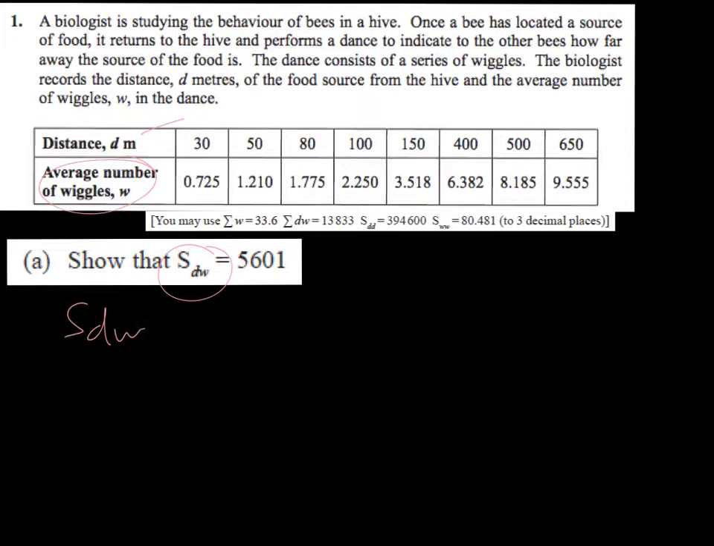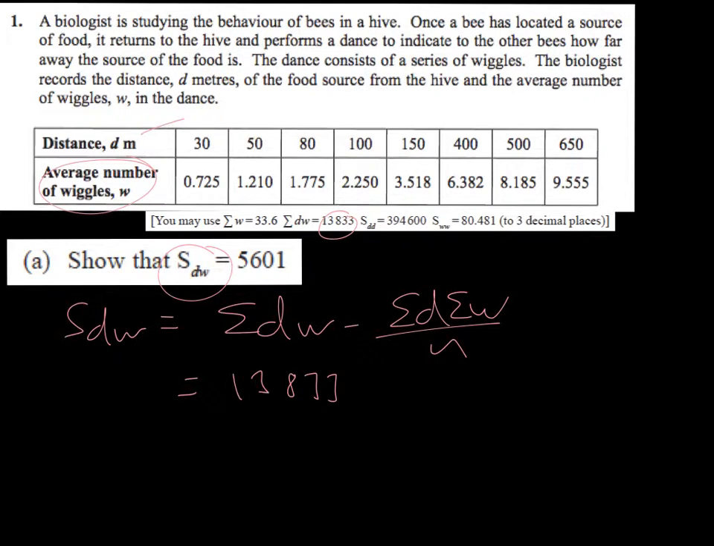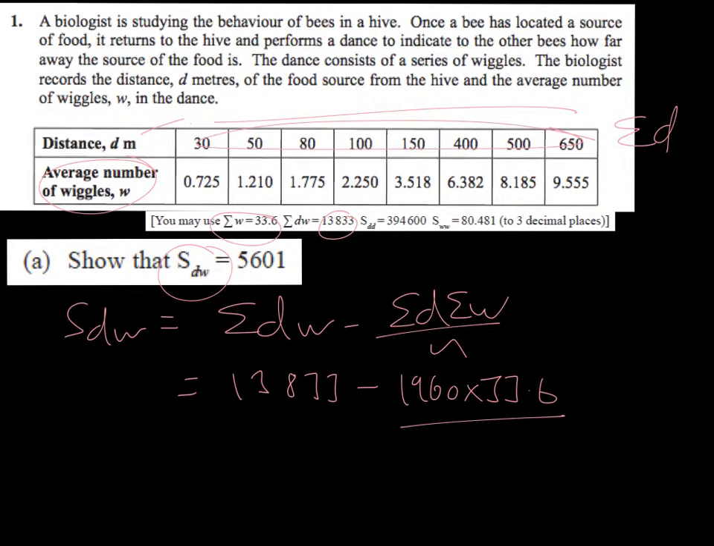So in order to find this, we're just going to use the formula, which is sigma dW minus sigma d sigma w over n. And we can see from the information we're provided that sigma dw is going to be 13,833. We have got sigma w, which is going to be 33.6. So to find sigma d, you're just going to add up this row here, and you're going to get 1,960. So multiply those together, and then we can see here that there are 8 pieces of data, so we're going to take n as equal to 8. And if we complete that, we end up with an answer of 5,601, which is what we are supposed to.